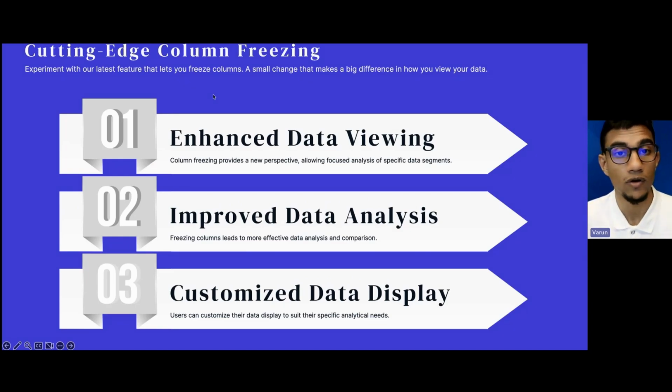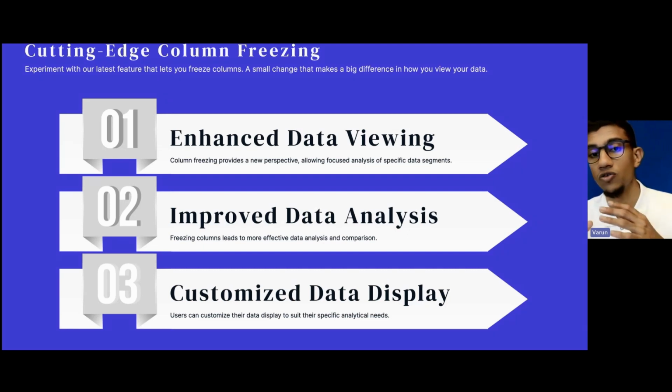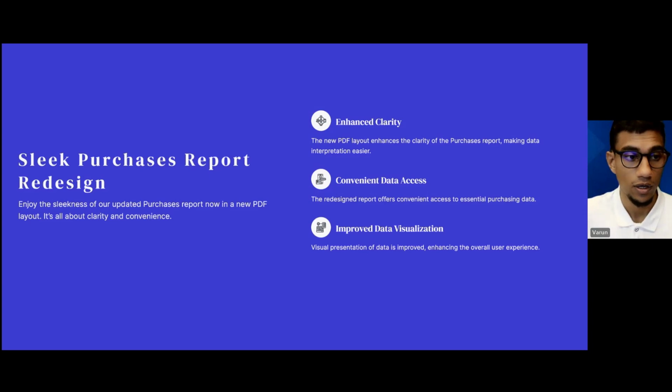Then we have introduced an experimental feature, which is a cutting edge column freezing. You will be able to apply this in every smart view you have, in every view you create. The only constraint or limitation that you will be facing is that this is restricted to the first two columns of your view.